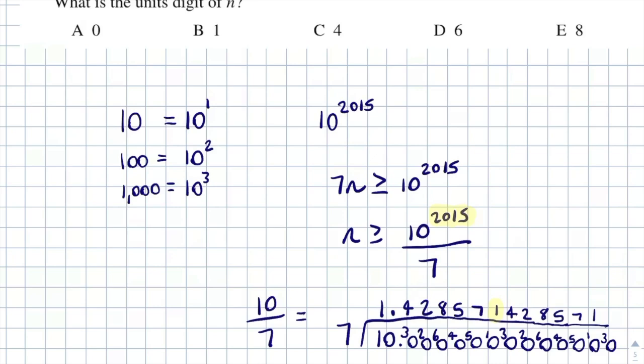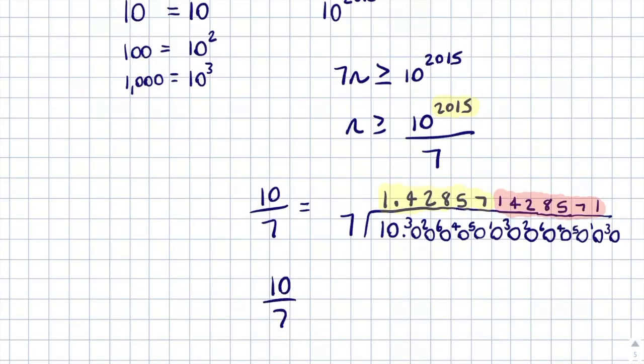So what you should see here is that if I shade in one colour the first few decimal places, and then in a different colour shade these decimal places, you'll see that 142857 is repeating every time. So I can write 10 over 7 is equal to 1.42857, 142857, ... because that's just going to keep on occurring.